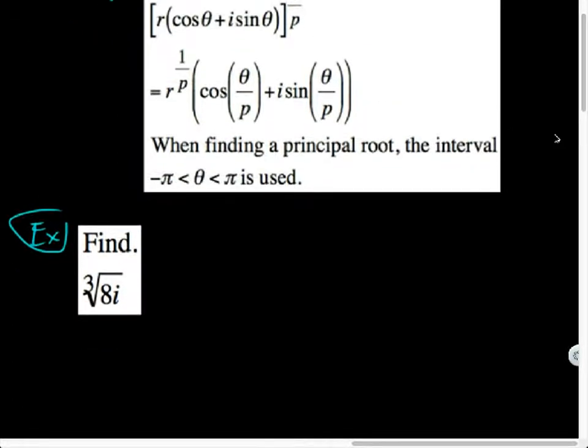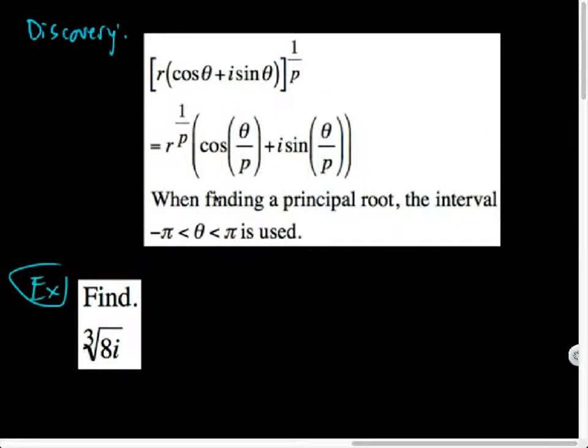Let's write down this thing right here. Is that a formula we need? No, it's just indicating that you can have a fractional exponent and use this. De Moivre will still help you out.